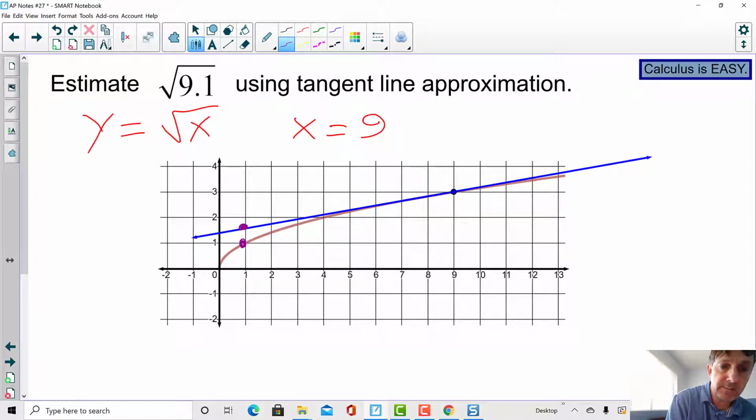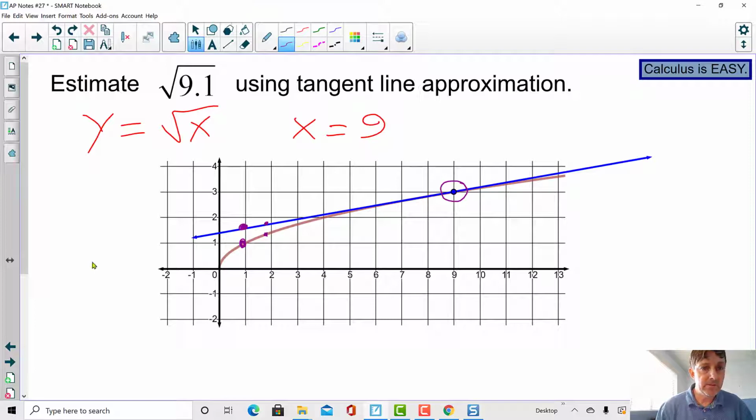And that continues to happen the closer and closer you get to x equals 9. But when you get really close to x equals 9, the equation of the tangent line and the equation of the square root function are almost at the same height. So we would expect an answer that was almost the same.